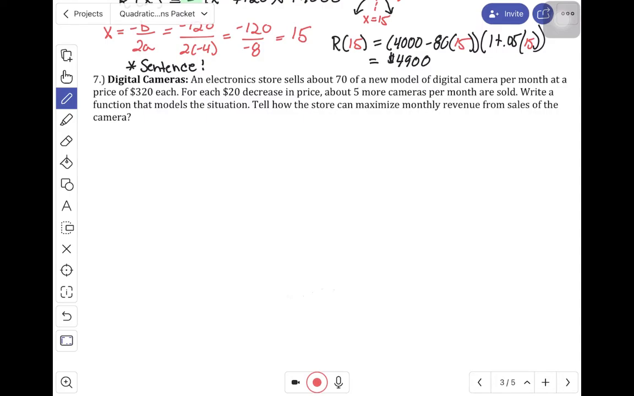the camera. So once again, we're going to use our revenue equation, our revenue formula. It's kind of like our verbal model. In this case, we do know that revenue is found by multiplying, in this case, our number of cameras that we sell times the cost of each camera.